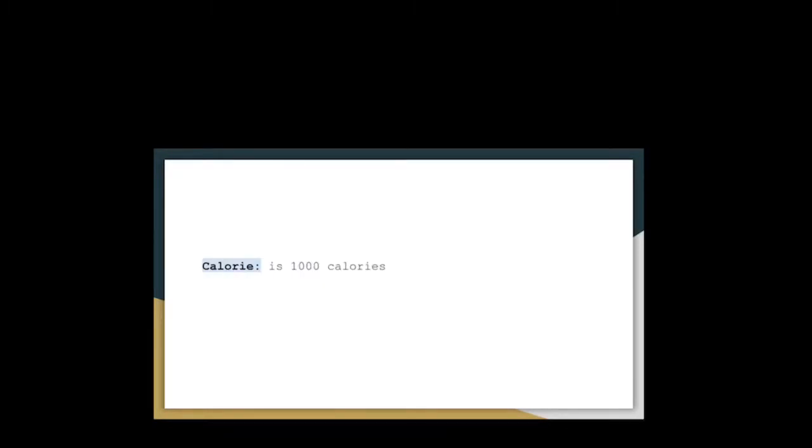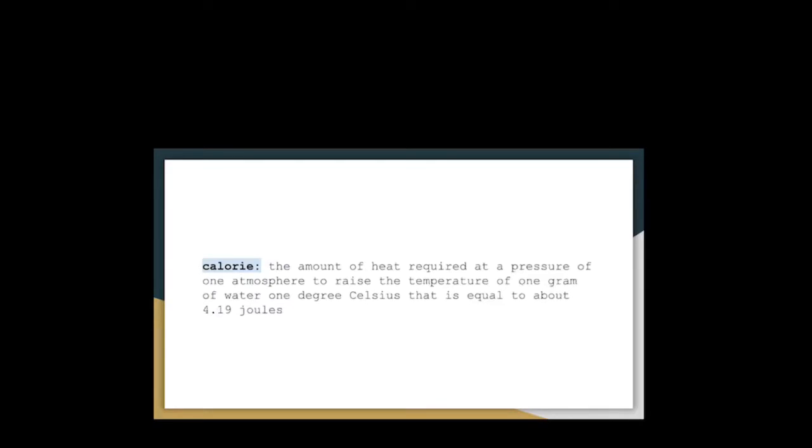Calorie with a capital C is 1,000 calories. Calorie with a lowercase c is the amount of heat required at a pressure of 1 atmosphere to raise the temperature of 1 gram of water 1 degree Celsius, that is equal to about 4.19 joules.